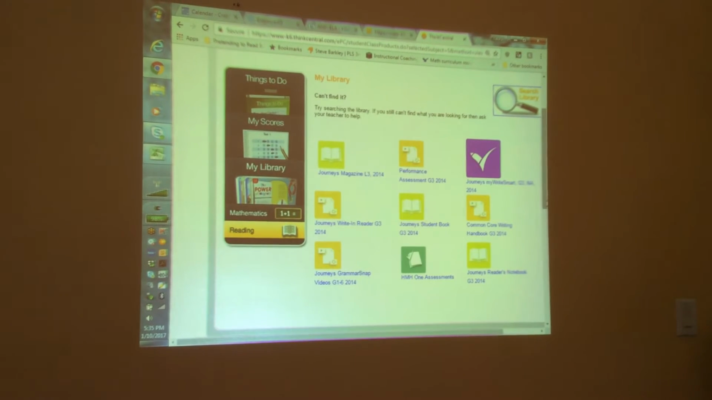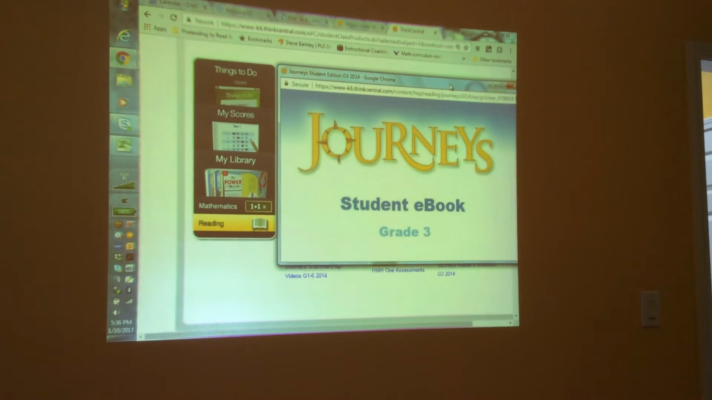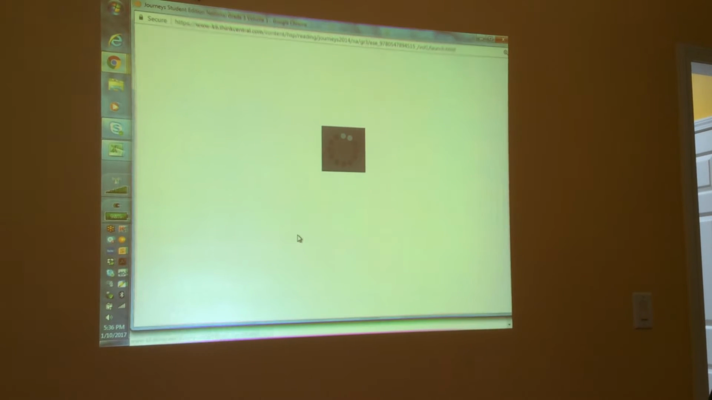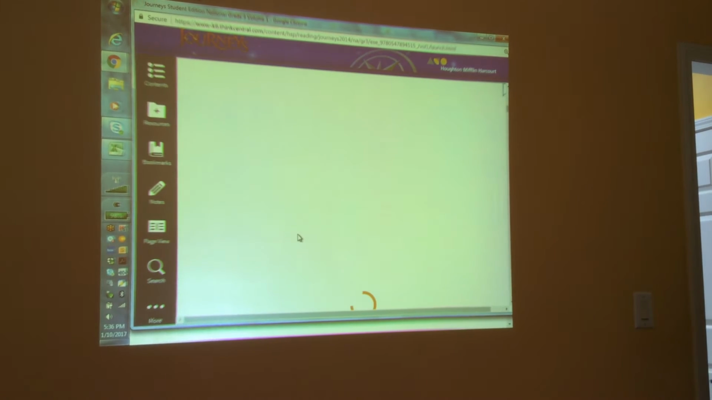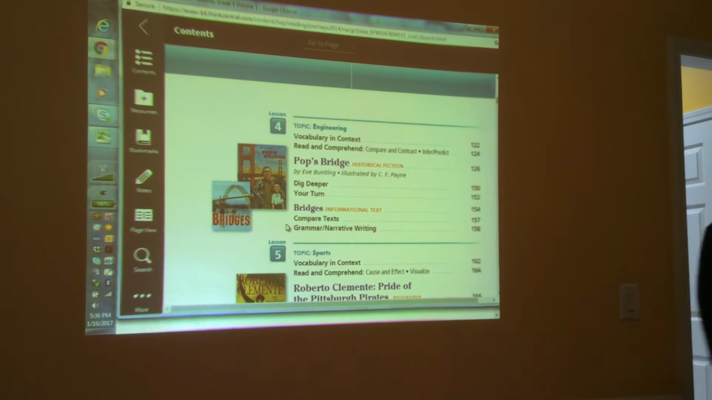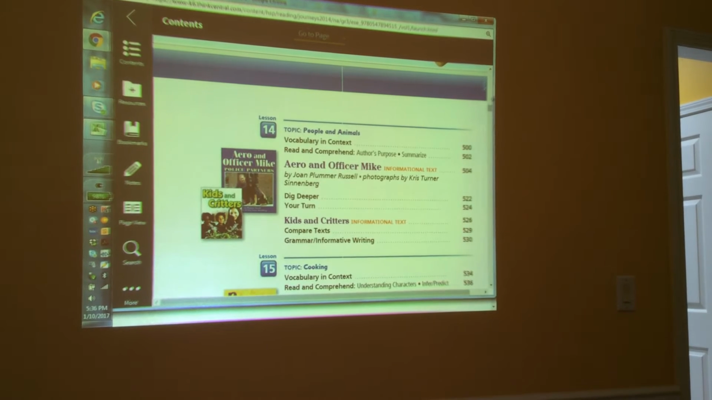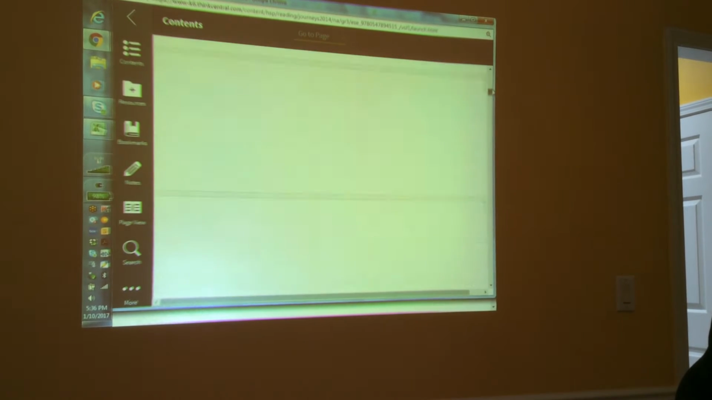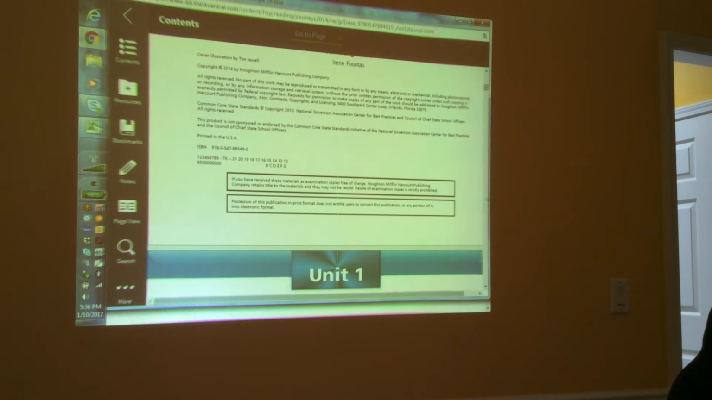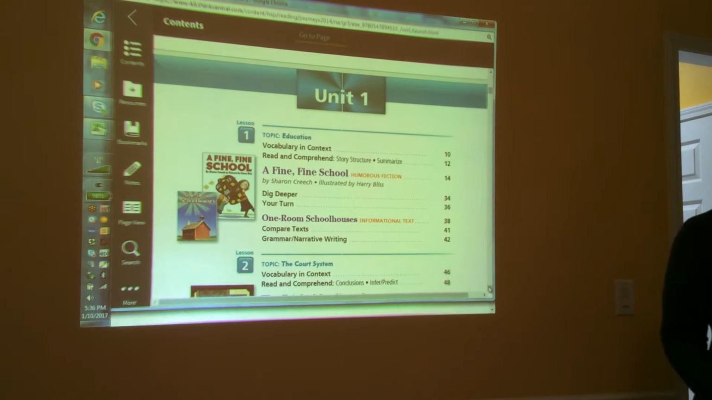We're going to look at the Journeys Student Book. Charlie is currently working in Lesson 4, but we're going to go to the beginning of Unit 1 to see what you notice about the way the lessons are structured. So going to Unit 1, I'm going to pause and let you look at each lesson and the way that it's structured.